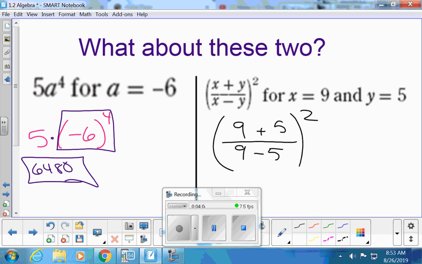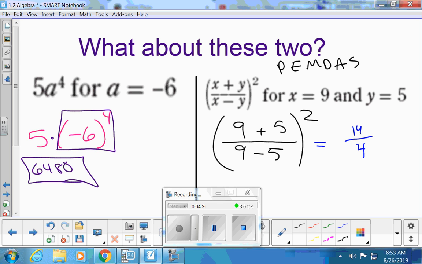Actually, not the exponent. Remember, please excuse my dear Aunt Sally. Parentheses have to happen first. So we actually have to calculate out everything in this parenthesis first. So we're going to calculate out the 9 plus 5 first. That's 14. We're going to calculate out the 9 minus 5 first, which is 4.